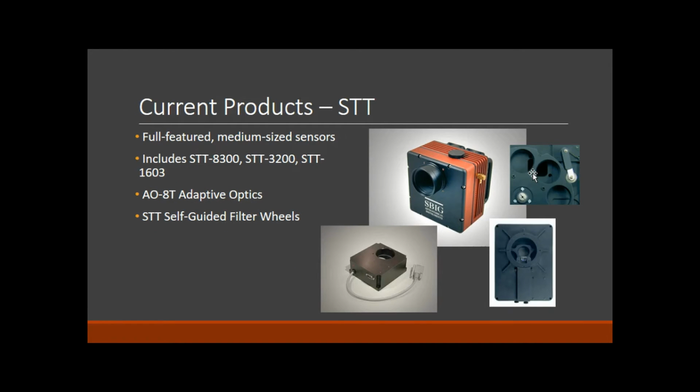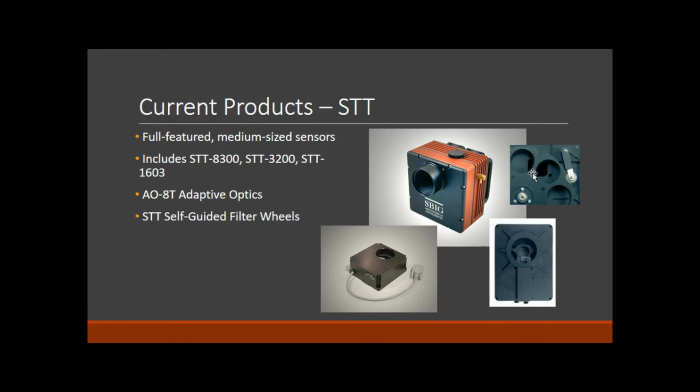The middle series of cameras is called STT. This is the evolution of the old sort of round, tombstone-shaped ST cameras like the ST7. Currently we have 3 models, the 8300, which is the most popular, the 3200. This sensor doesn't get a lot of attention these days, but it actually is the most sensitive front illuminated sensor I've ever encountered. They're actually really good chips. And the STT 1603, the AO8 adaptive optics unit, and again we have smaller self-guided filter wheels for this line.